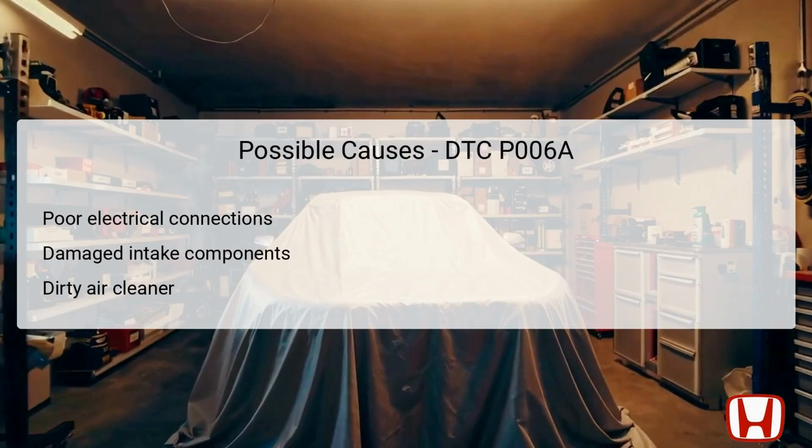Several factors may trigger DTC P006A. First, poor electrical connections can arise from corrosion or loose fittings, which disrupt the signal and performance of the MAF sensor. This may impede optimal airflow measurement, compromising engine performance. Second, damaged intake components, such as the PCV valve, hoses, or intake air duct, can impede airflow, leading to erroneous readings and triggering the fault code.